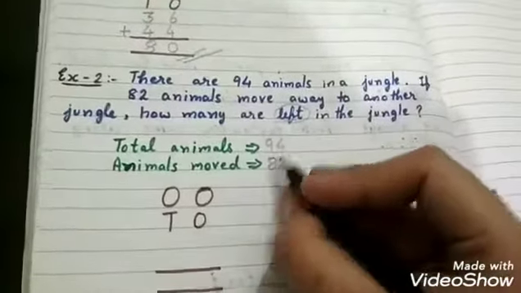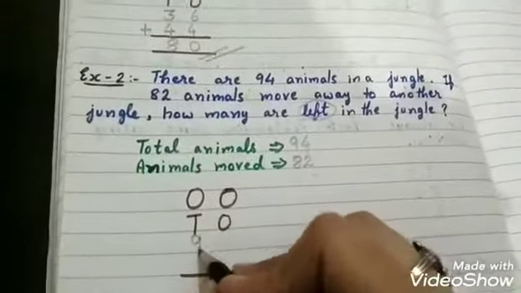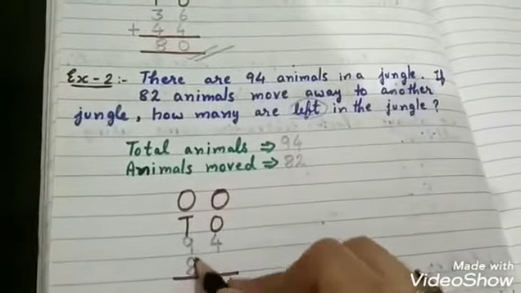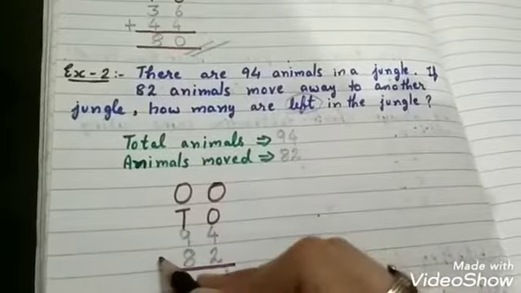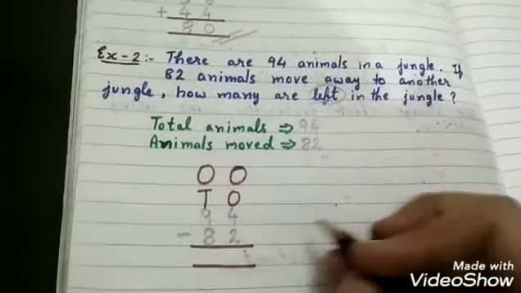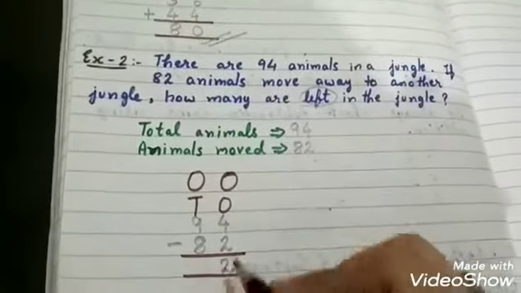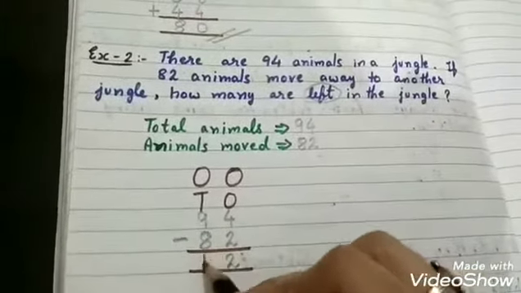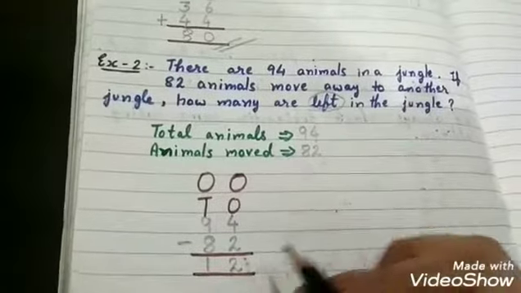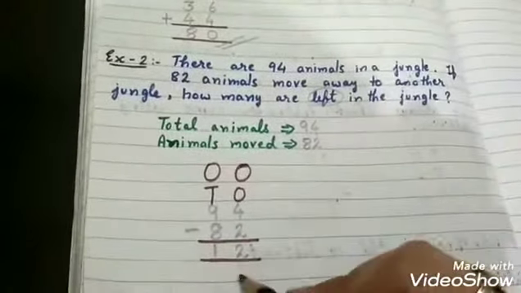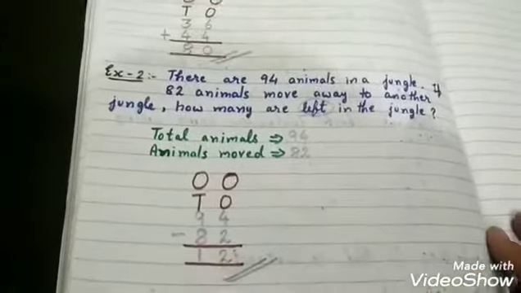So, we will write 94, 9 at tens place and 4 at ones place. 82, 8 at tens place and 2 at ones place. So, we will subtract it. So, 4 minus 2 is 2 and 9 minus 8 is 1. So, how many animals are left in this jungle? 12 animals are left in the jungle.